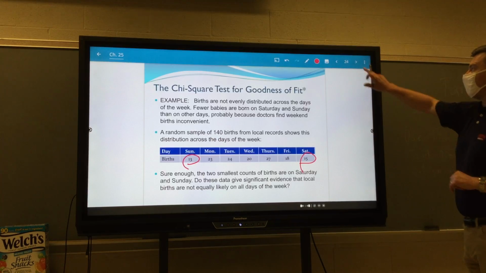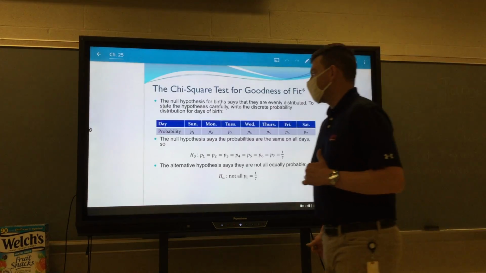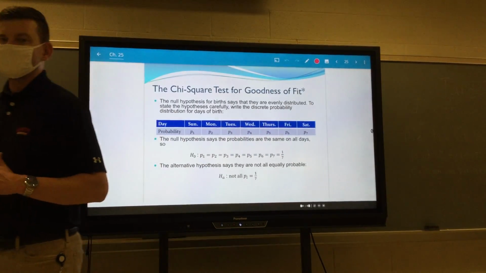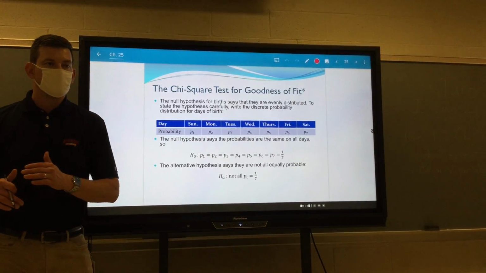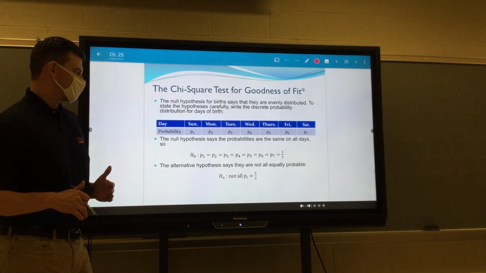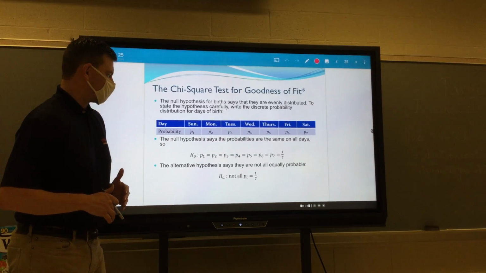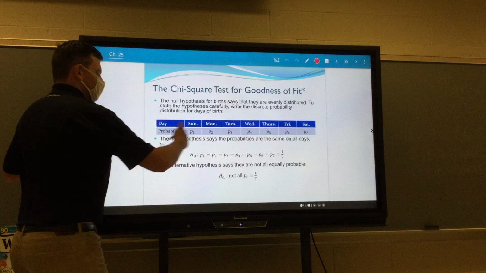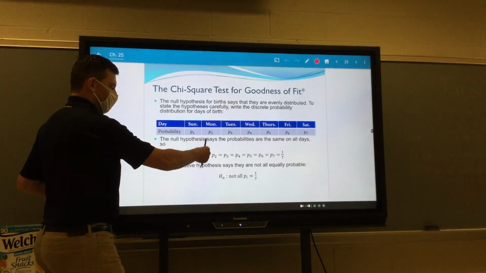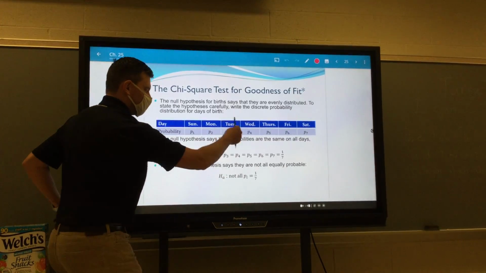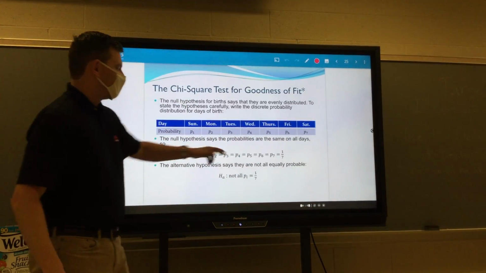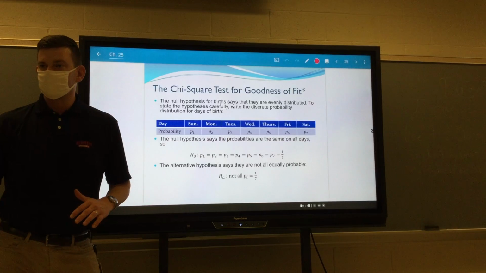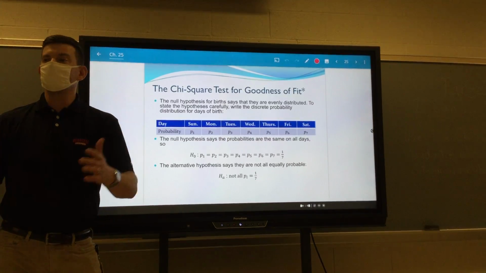So, our expectation here is the null hypothesis, that there is an even distribution across all 7 days. Mathematically, they express this as probability 1 equals probability 2 equals P3, P4, P5, P6, P7. They are all 1/7. Okay? They give you a probability.